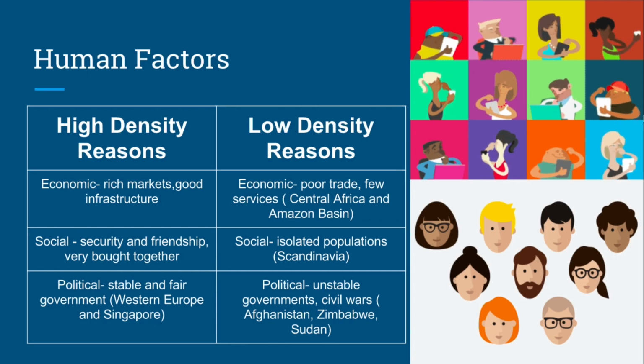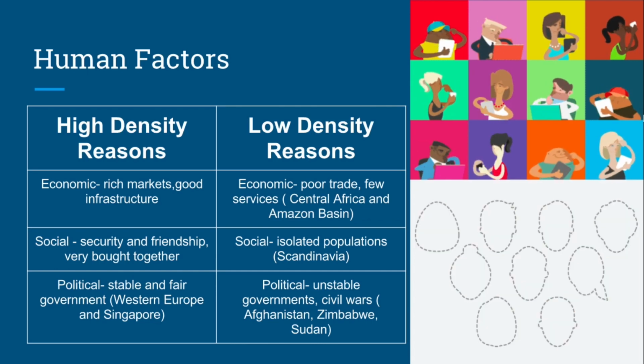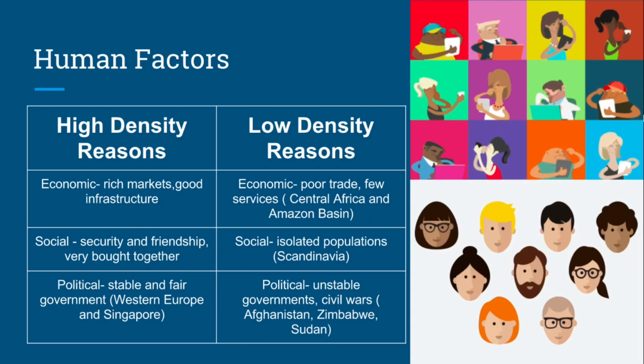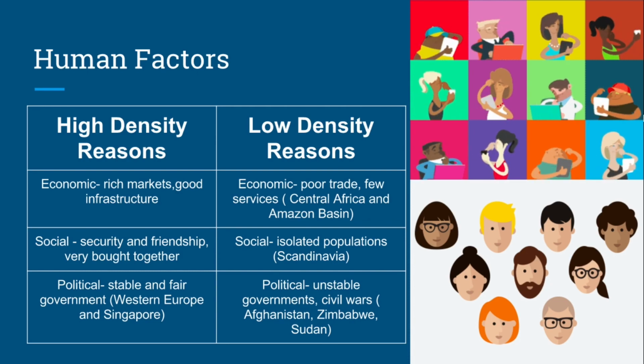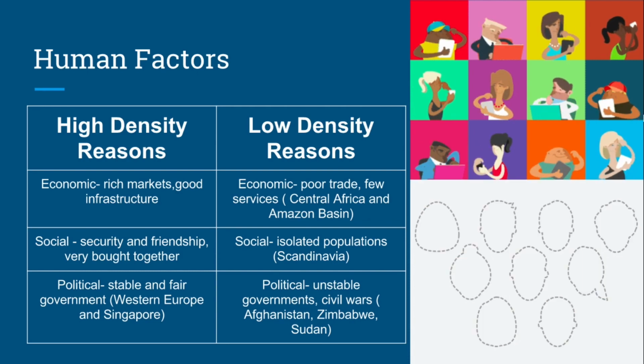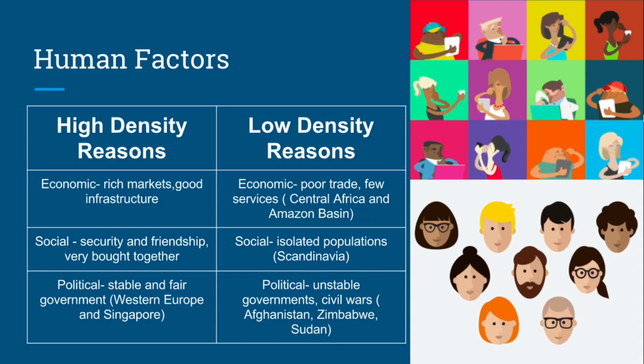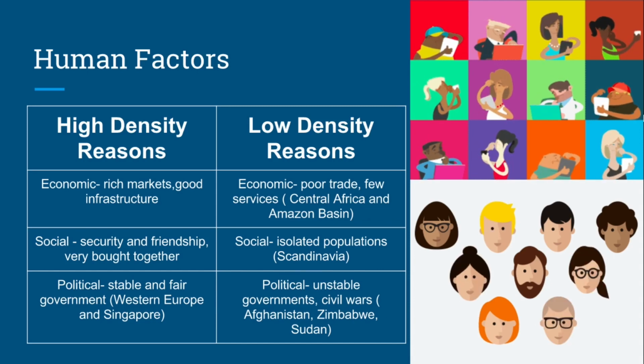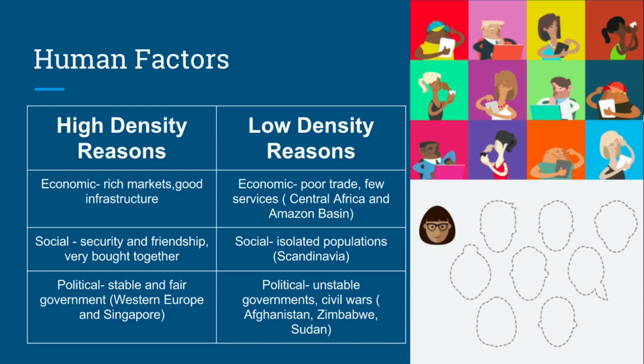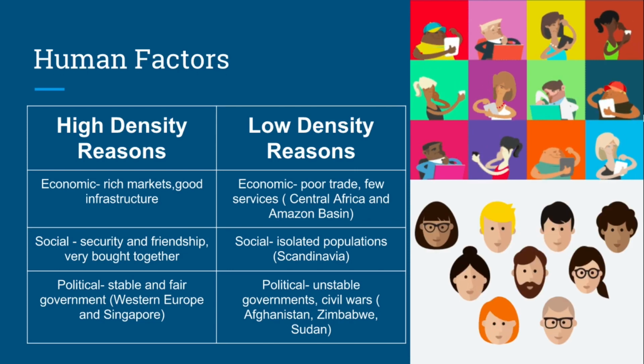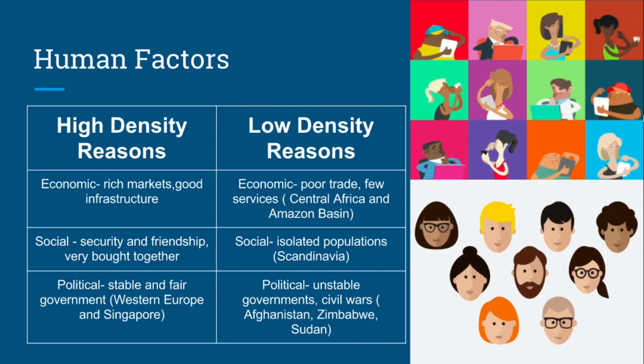Large rich markets for trade, good infrastructure such as roads, railways etc., as well as a skilled and varied labor force. Some groups of people prefer to live together for security and friendship, such as Europeans, Japanese etc. Stable and fair government is needed for a high density, usually democracies such as Western Europe, Singapore etc.